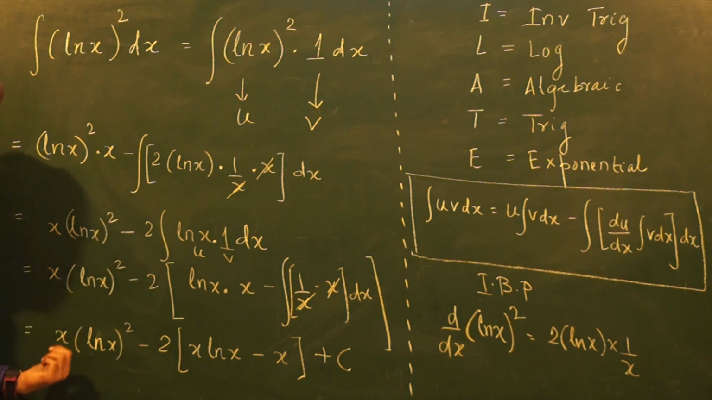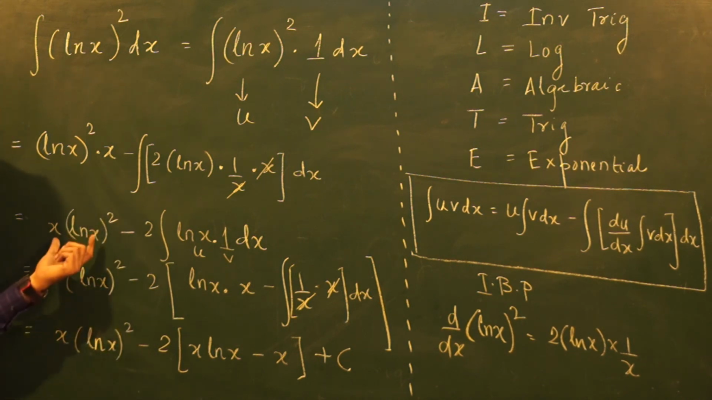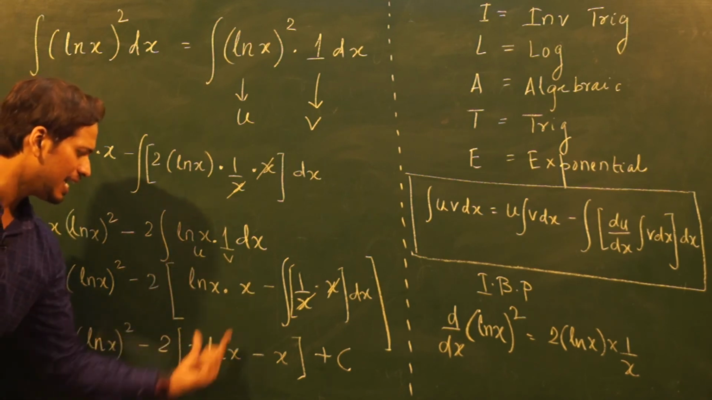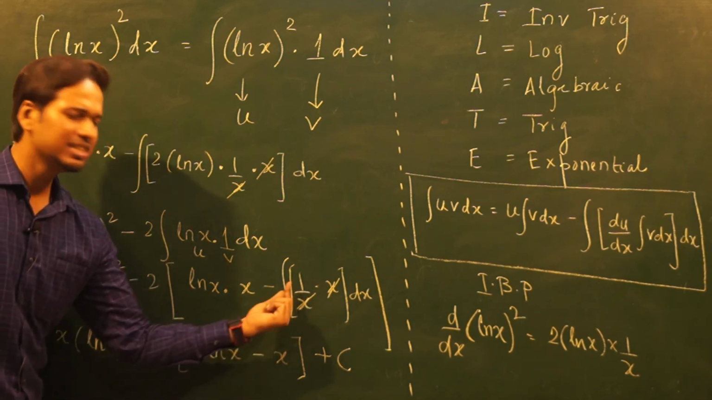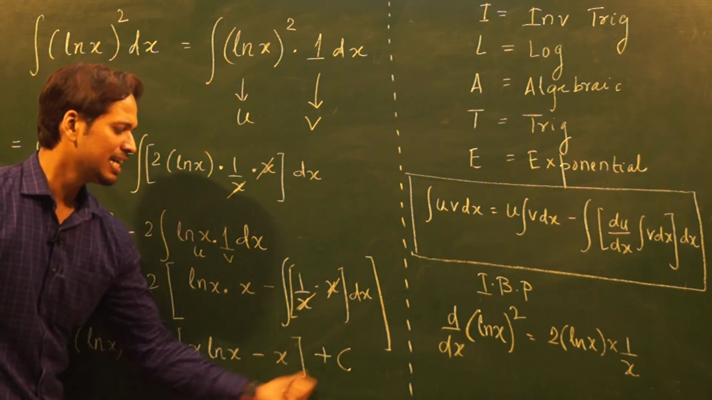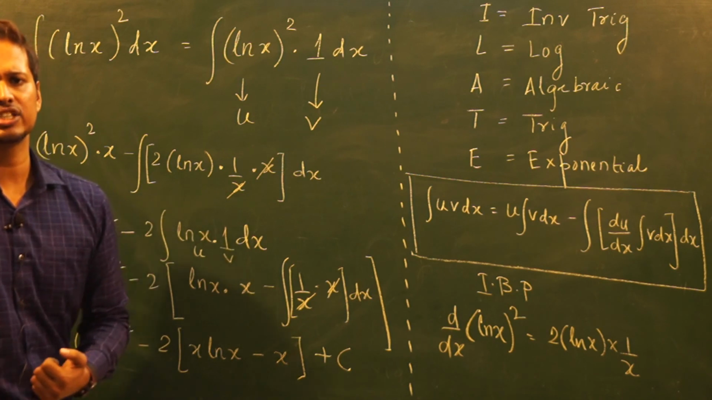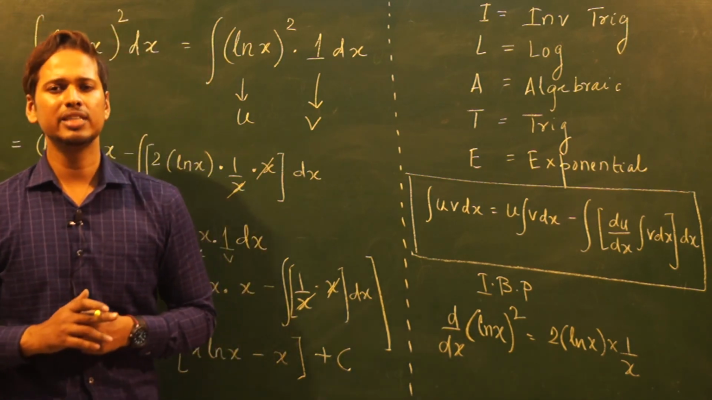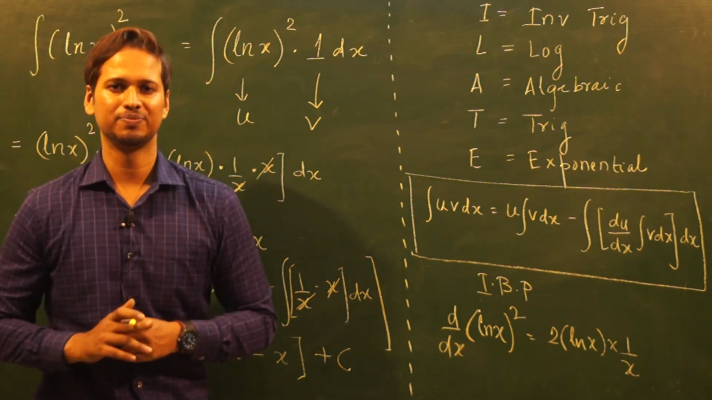Ultimately I'll be left with x (ln x) whole square, which is a carry forward of this term, and then minus 2 times x ln x minus, what is the integral of 1? The integral of 1 is x, so it becomes minus x, and let us add a constant of integration to round up this problem. So this solves your question: what is the integral of (ln x) whole square? Thank you so much.